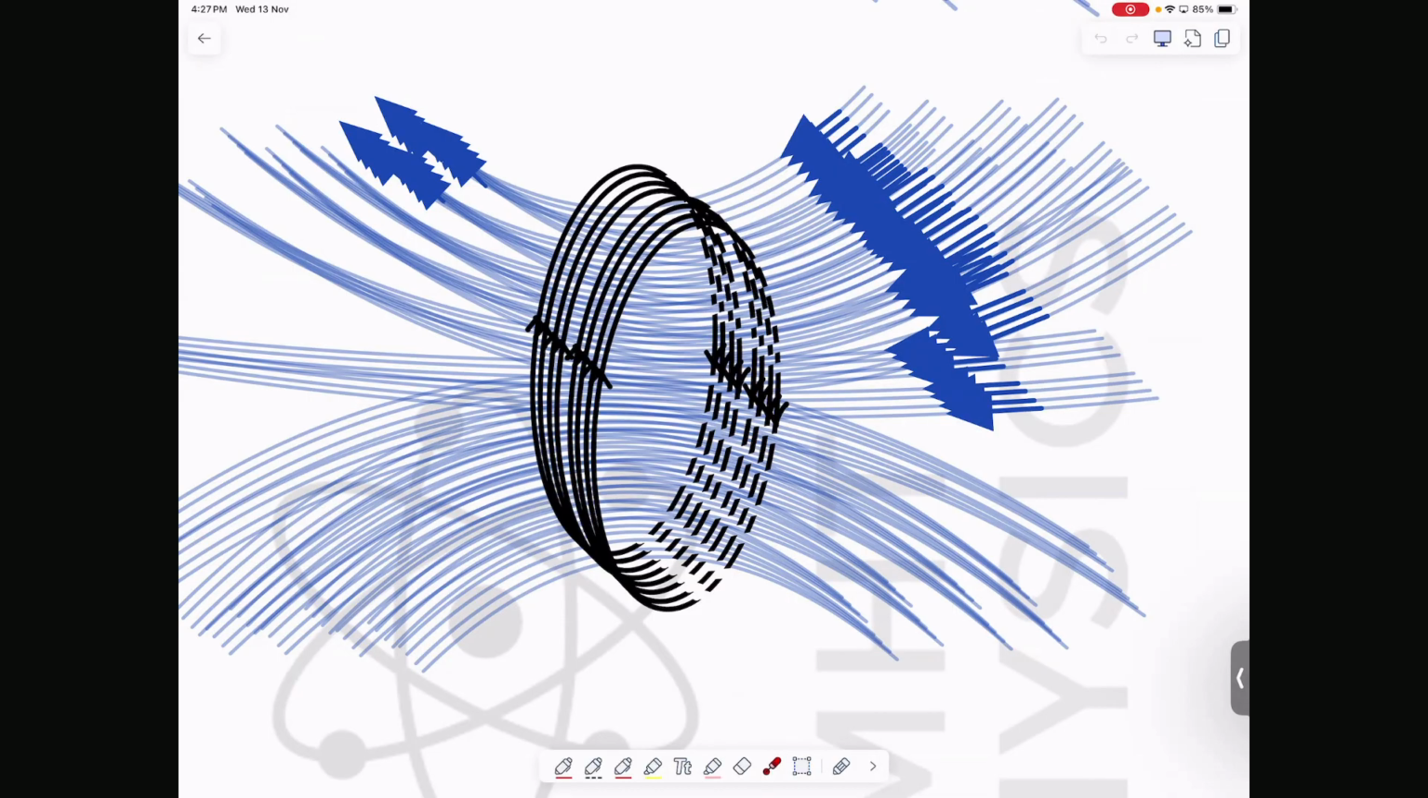One is to place what inside? An iron core, which is missing. And or you can increase the number of what here? Turns in the coil, or you can pass more current. Can you tell me which one is practically the most effective way? Turns in the coil.